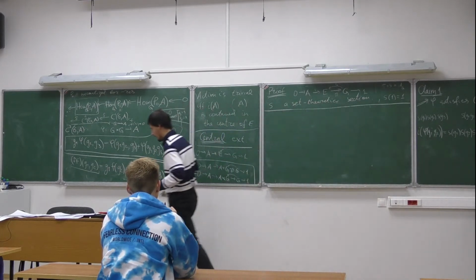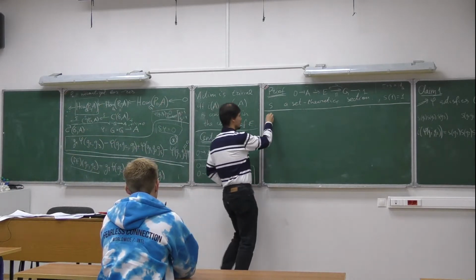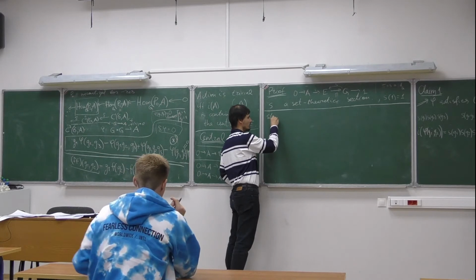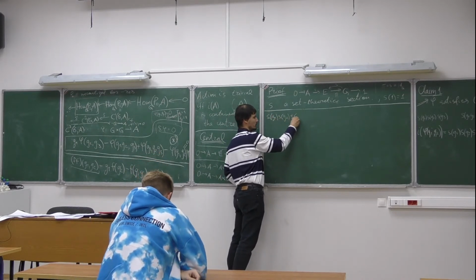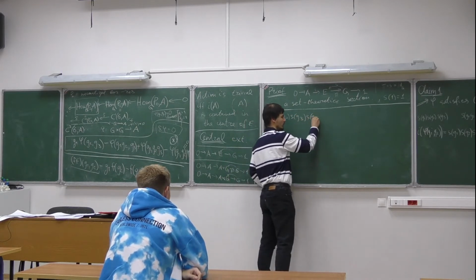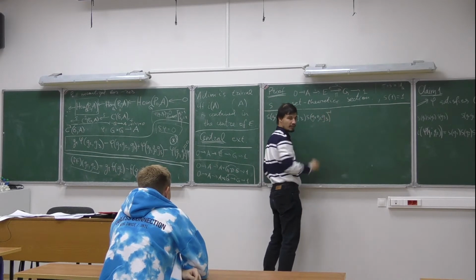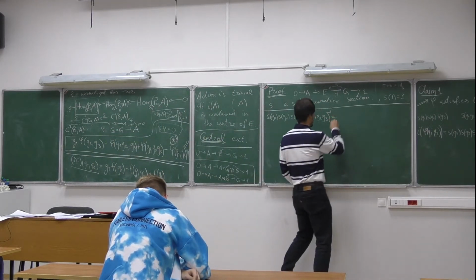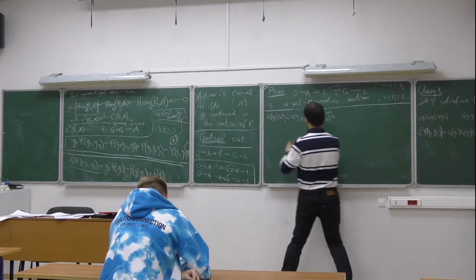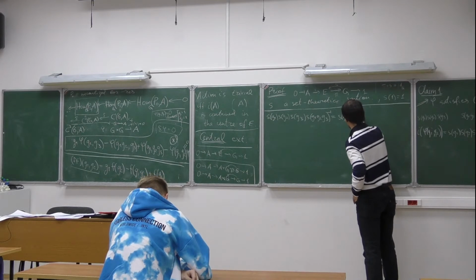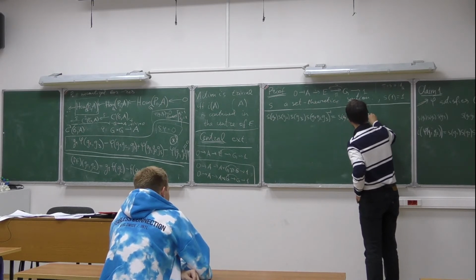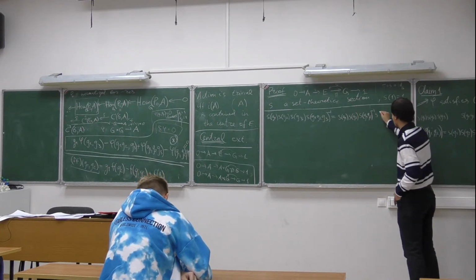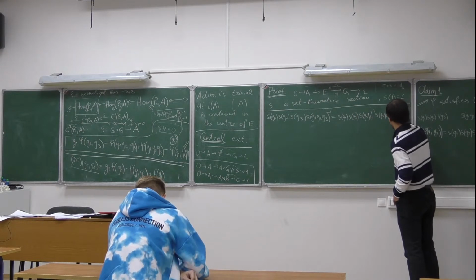So, okay, I can study such an element: S(g1) S(g2) S(g3) S(g1 g2 g3)^-1. And I can rewrite this element in two ways. First way, I can write as follows: S(g1) S(g2) S(g1 g2)^-1, and here S(g1 g2) S(g3) S(g1 g2 g3)^-1. Okay?